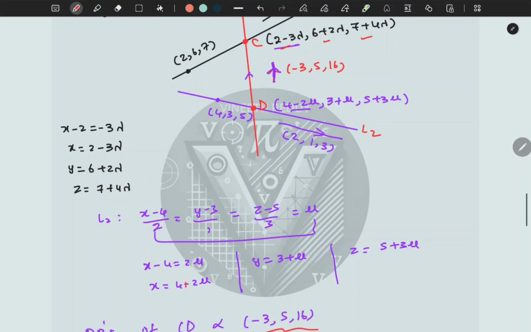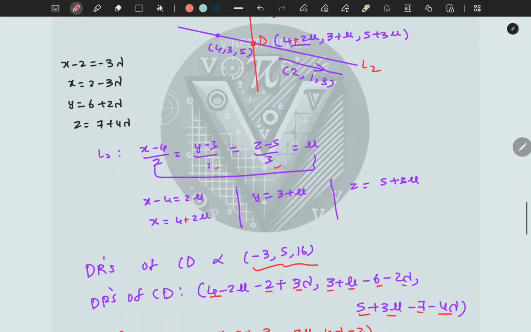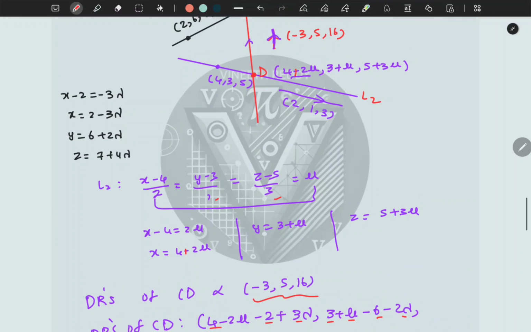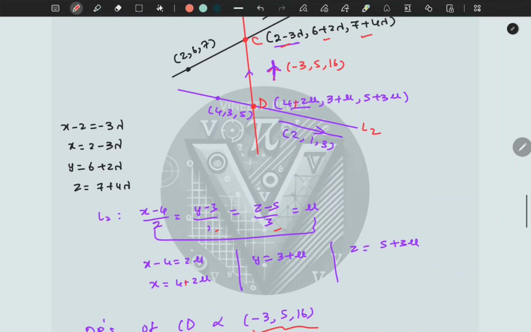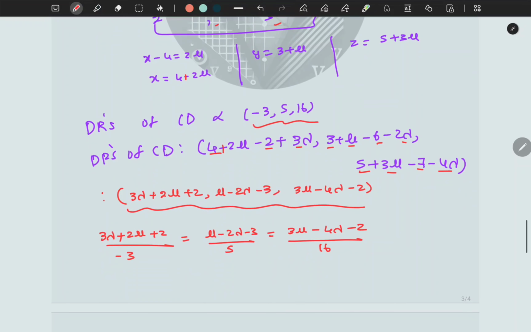Oh, this should be 2 mu plus 4, sorry. So it should be 4 plus 2 mu, then it should be mu plus 3. It's mu plus 3, and then it should be 3 mu plus 5. So how should it differ now? It should be 4 plus 2 mu. So this should be 3 lambda plus 2 mu, this should be 3 lambda plus 2.